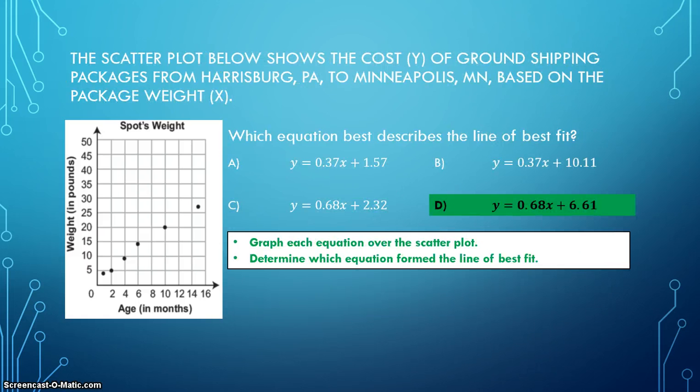Alright, so the second to last one right here, we have the spot weights, age in months, and weight in pounds. Which equation best describes the line of best fit? Remember, this one's always going to be a pretty easy one. You're just going to graph each of the equations and determine which line is closest to the points. And that is going to be D. D is going to give you a line that's closest to all the points.